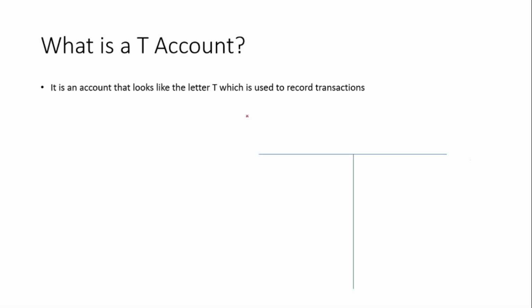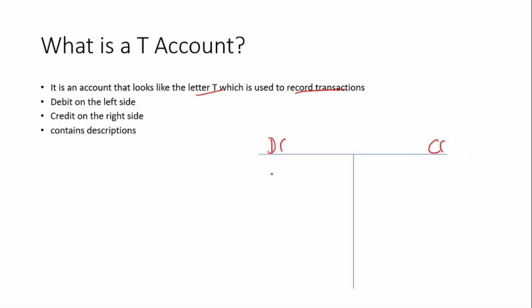So a T account is an account that looks like a letter T, which represents different transactions. So it's going to look like this. We're going to have debits on the left, credits on the right, and we're going to have different descriptions of different accounts which will be put into here.